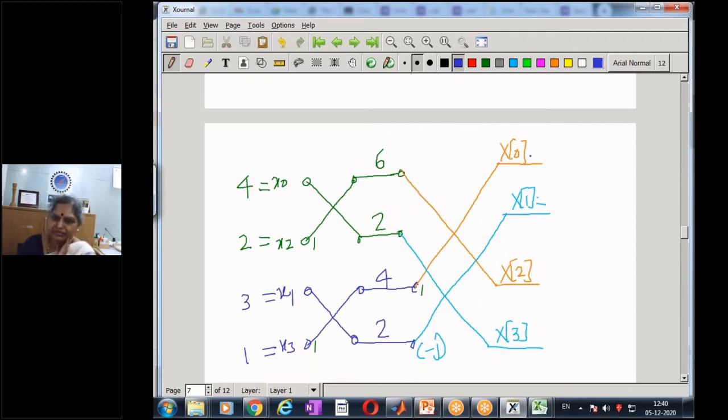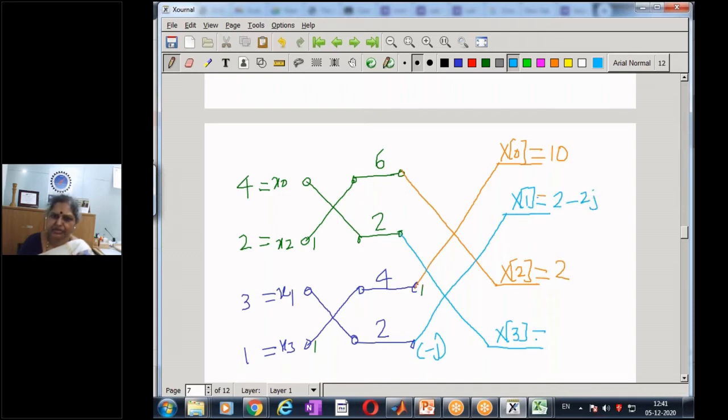So now let me compute x of 0. How do I get x of 0? I have to take this orange path. So 6 plus 4, that's a 10. And the other is 6 minus 4, that is a 2. Next, I have this blue color computation. So x of 1. What is x of 1? 2 plus 2 into minus j. That becomes 2 minus 2j.